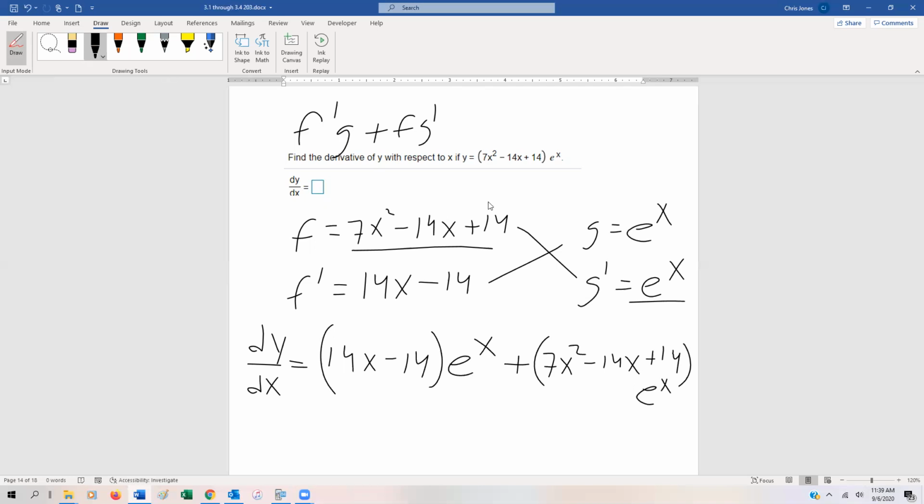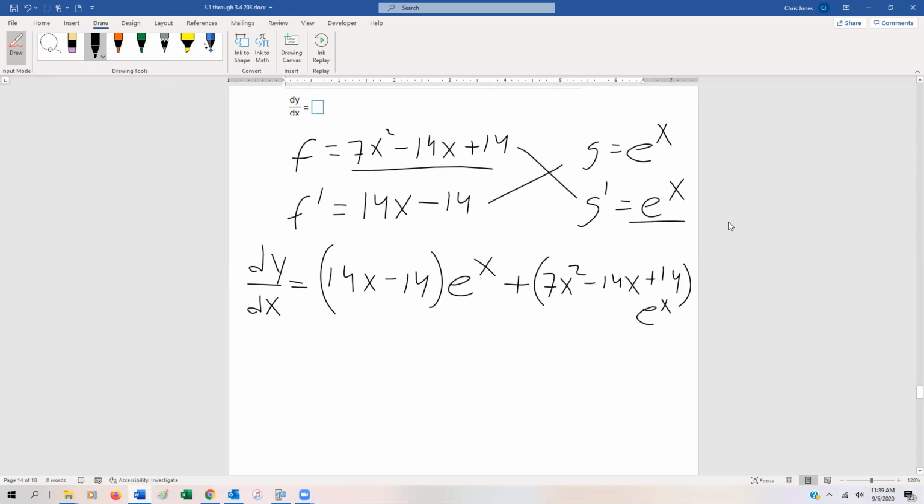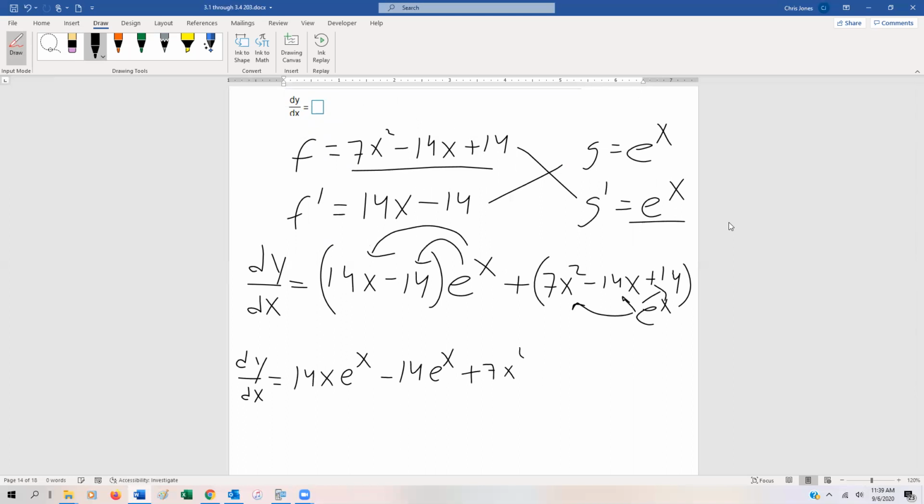And I have to squeeze an e to the x in there. Now, unfortunately, this is not completely simplified, because we want to make sure that we distribute and then try to collect like terms. So we're going to distribute this e to the x, and this e to the x. And so dy dx is going to be equal to 14x e to the x minus 14 e to the x plus 7x squared e to the x minus 14x e to the x, and then plus 14 e to the x.